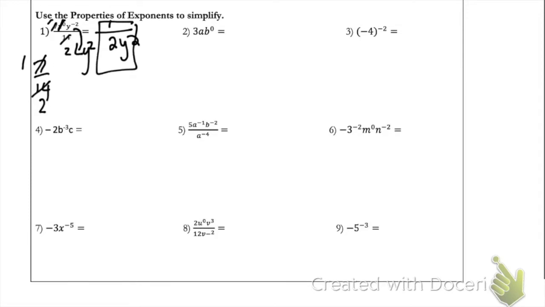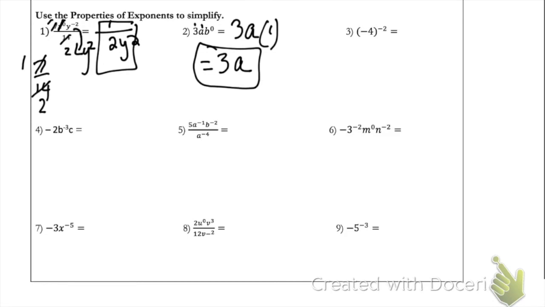Number 2, I have 3ab to the 0. The 3 and the a are just raised to the first, right? When you don't have an exponent, it means they're raised to the 1 power. So 3 to the first is just 3. A to the first is just a. B to the 0 is 1. Anything raised to 0 is always going to be 1. I can simplify this a little bit by multiplying the 3 with the 1, so 3 times 1 is 3. So it's 3a. That will be your final answer there.